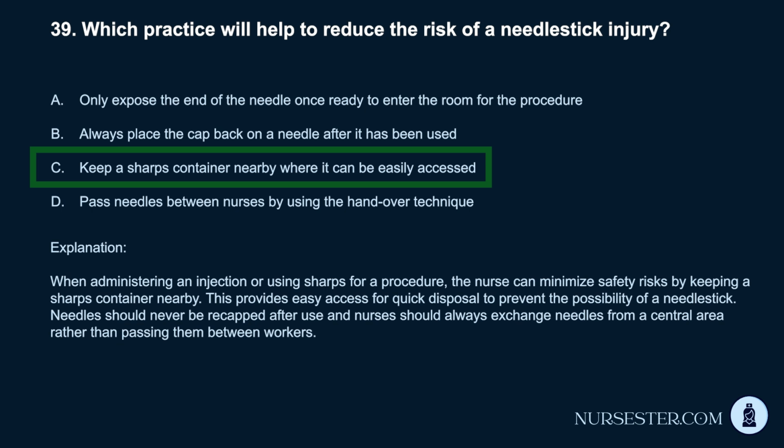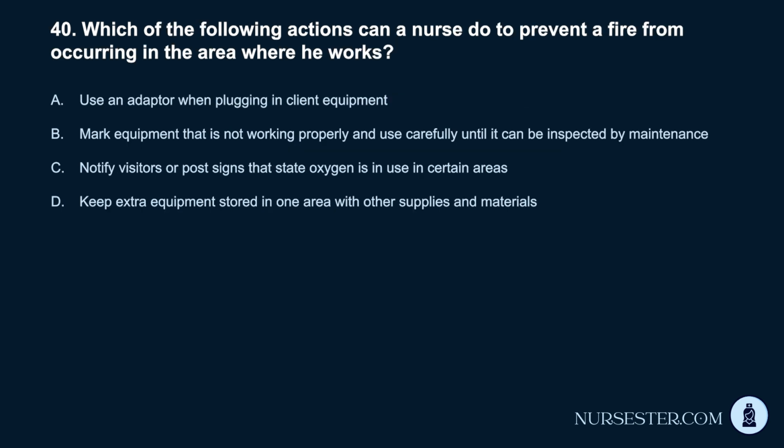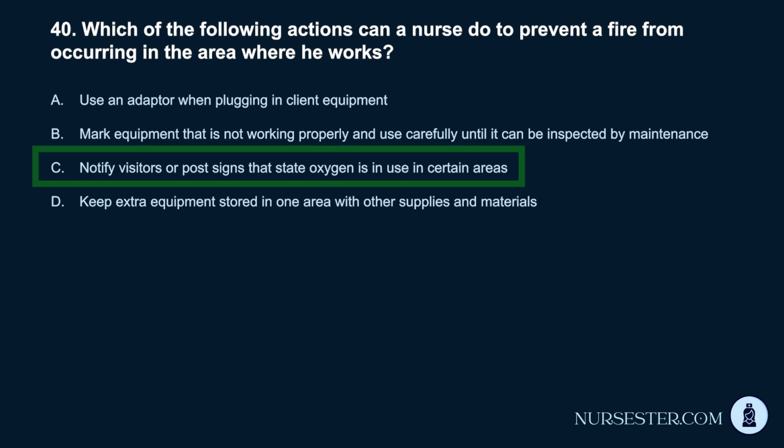40. Which of the following actions can a nurse do to prevent a fire from occurring in the area where he works? A. Use an adapter when plugging in client equipment. B. Mark equipment that is not working properly and use carefully until it can be inspected by maintenance. C. Notify visitors or post signs that state oxygen is in use in certain areas. D. Keep extra equipment stored in one area with other supplies and materials. Correct answer, C. Notify visitors or post signs that state oxygen is in use in certain areas.